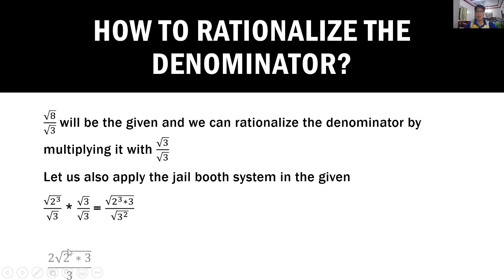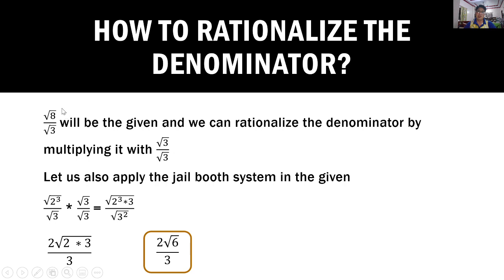What happens here? Sir, where did the 2 come from? Again, if you can still recall our jailbreak system: there are 3 pesos, 2 pesos is the bail, 1 comes out. How many are left? Only 1 is left. So the 2 is the one that remains, and the 3 cannot come out. Over, cancel this square root and the square, over 3. So we will be simplifying this. That is 2 times the square root of 2 times 3, which is 6. So 2 times the square root of 6 over 3. This will be our answer if we rationalize the denominator of the given, square root of 8 over 3.